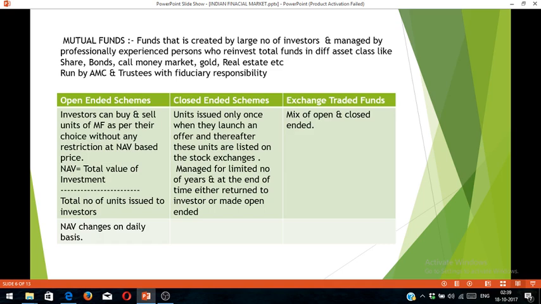Suppose there are so many persons who have excess cash, some persons with less excess cash, some with a high amount of excess cash. Whatever saving you are doing, all persons have a nature to invest that saving. So a large number of investors invest that money in a particular fund, and that is called a mutual fund.